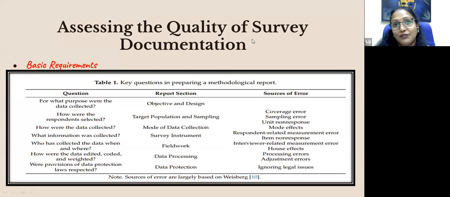Who is the interviewer? Who is going to sit with them? What kind of questions? Whether they are successful in making the respondent understand the question they are asking. These kinds of errors are very, very common when it comes to who has collected the data, when and where. It's very important. So the comfort of the interviewer, the comfort of the surveyor is very important. So the field work, which field you are going for.